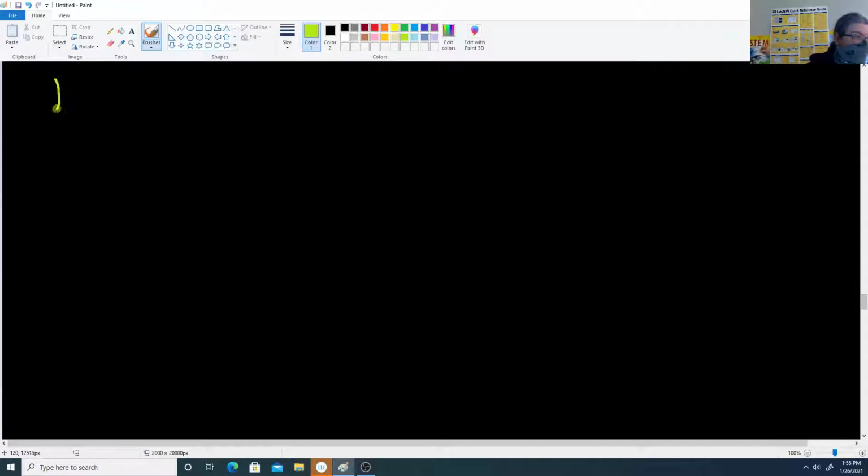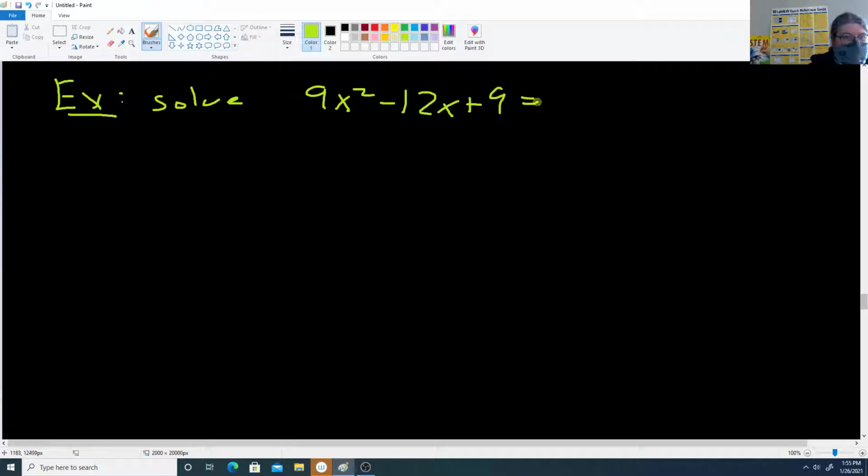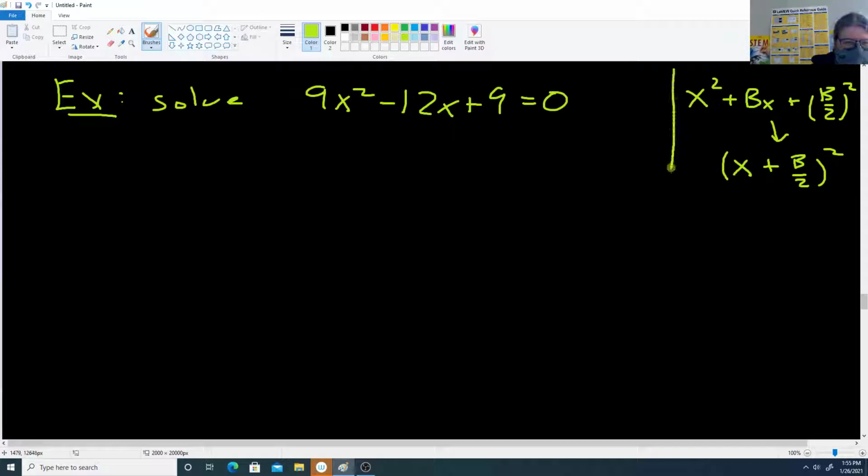So for this one, we're told to solve 9x squared minus 12x plus 9 equals 0. Again, I'm going to write out our completing the square formula here. So we'll say x squared plus bx plus b over 2 squared factors down to x plus b over 2 squared.